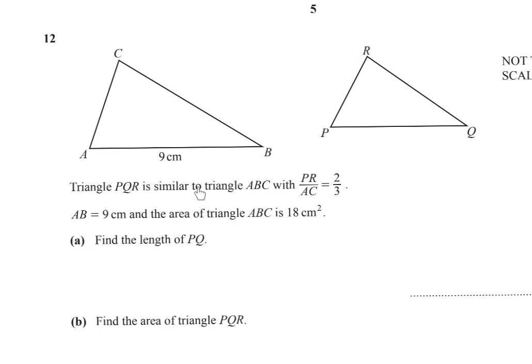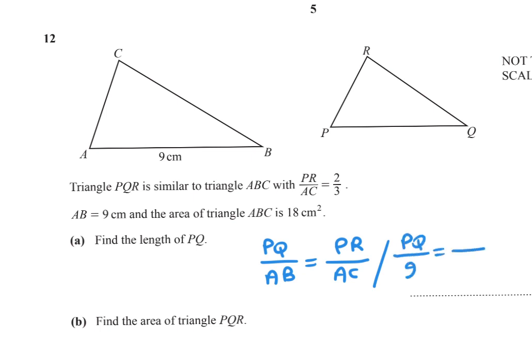If the two triangles are similar, the sides are proportional. So the ratio between the sides is the same. The ratio between BR and AC is the same as the ratio between BQ and AB. So we can say that BQ over AB is the same as BR over AC. Now BQ over AB, which is 9, equals the ratio between BR and AC, which is 2 to 3.